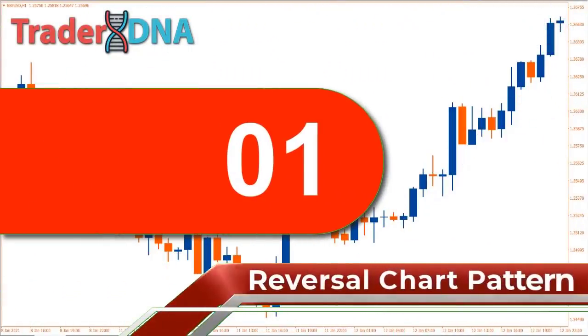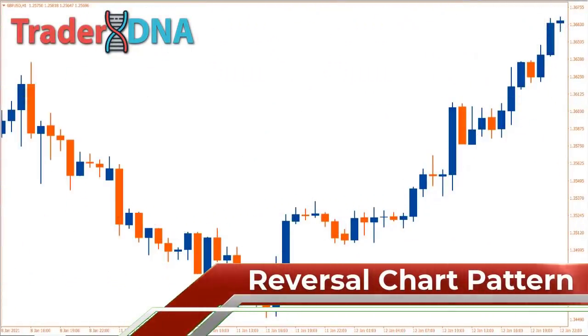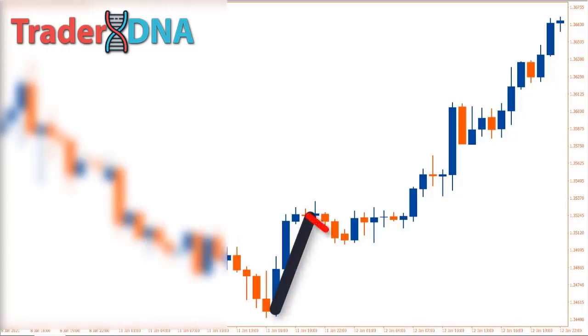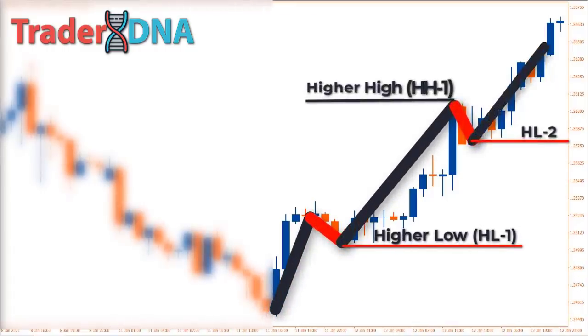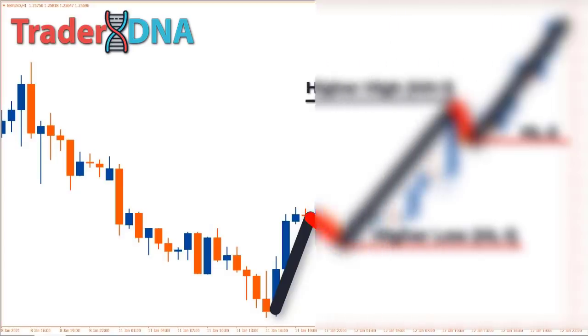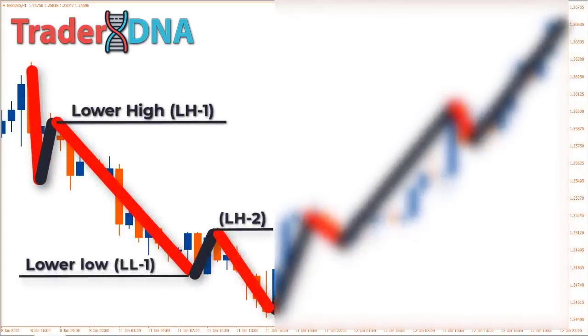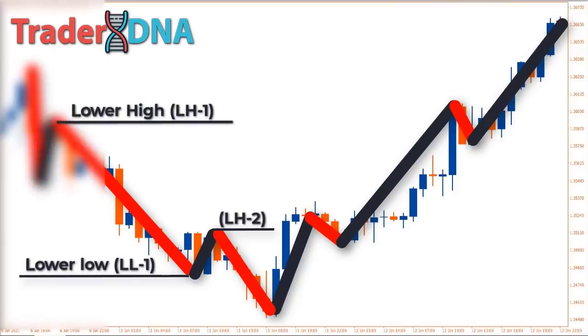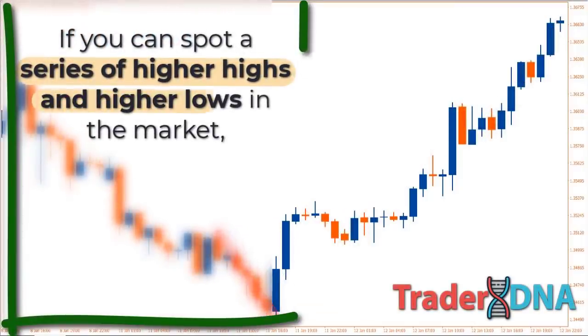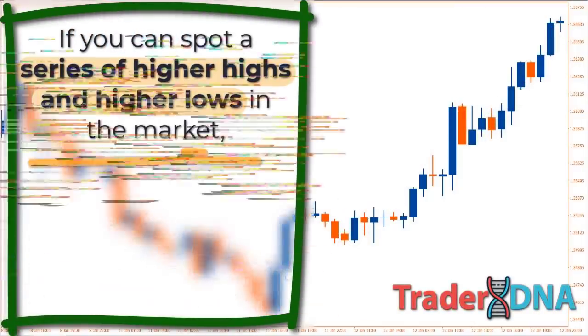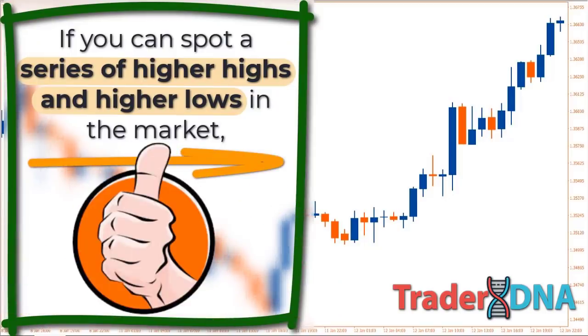First, watch for a break in a pattern of higher highs and higher lows. Market trends move in waves. These are often known as higher highs and higher lows. Or in a bearish market, lower lows and lower highs. If you can spot a series of higher highs and higher lows in the market, congratulations, you've spotted a trend. When that pattern ends, the trend usually ends with it.